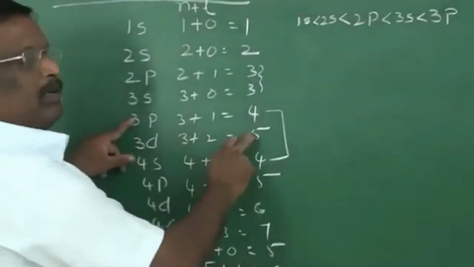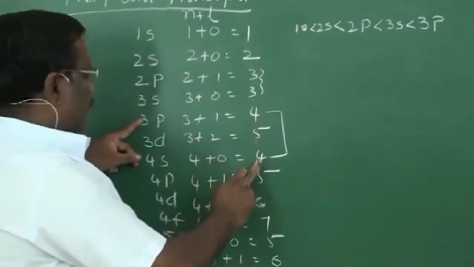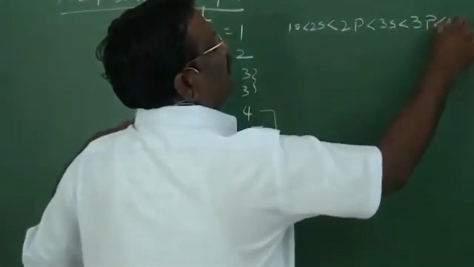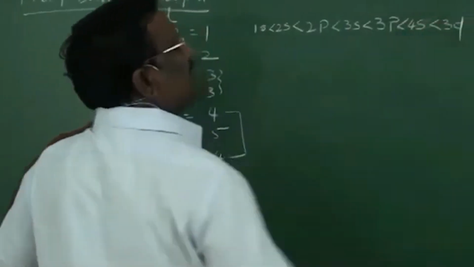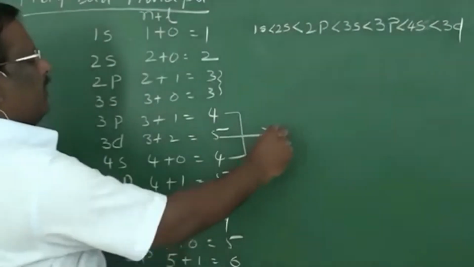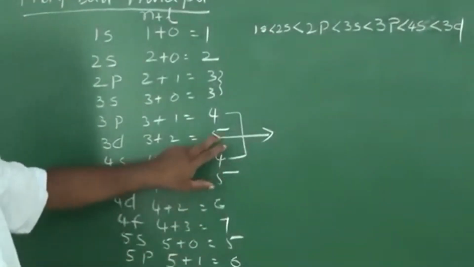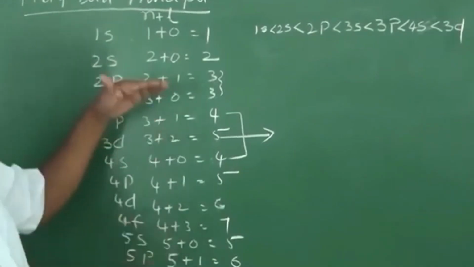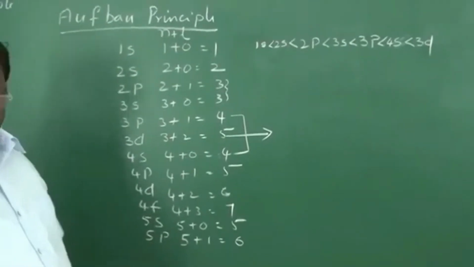Then we have the 3d orbital. But the 3d orbital's n plus l value is 5, while 4s is 4. So first the 4s orbital is filled, then 3d, though its n value is less. The 3d n plus l value is 5. That's why 4s is filled before 3d. Only after filling 4s will the electron enter the 3d orbital. Just like this, the remaining orbitals will also be filled.